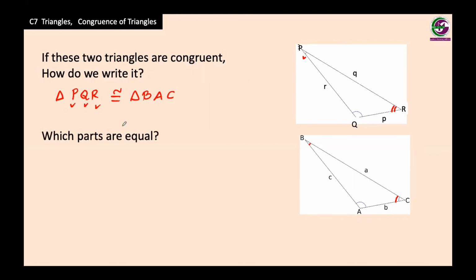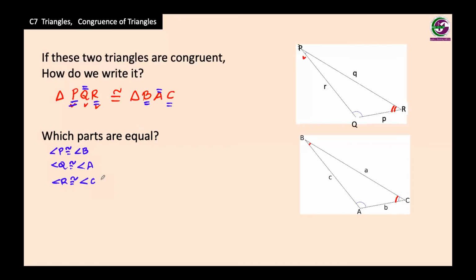Now, if these two triangles are congruent and they are given to you, what can you understand more from these two shapes? Which parts are equal? We can write the first angle P is equal to angle B. Second one, angle Q is equal to angle A. And the last one, angle R is equal to angle C. We usually write it as congruent, not exactly as equal. These are the first three parts.